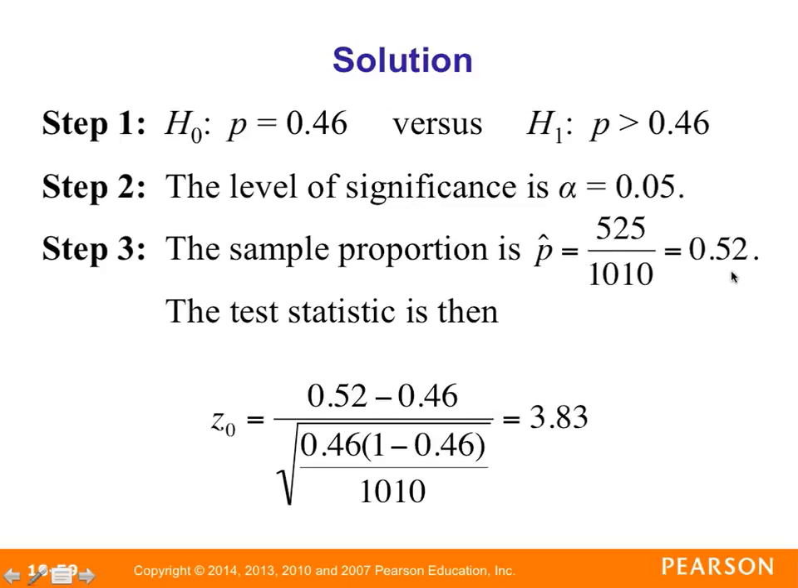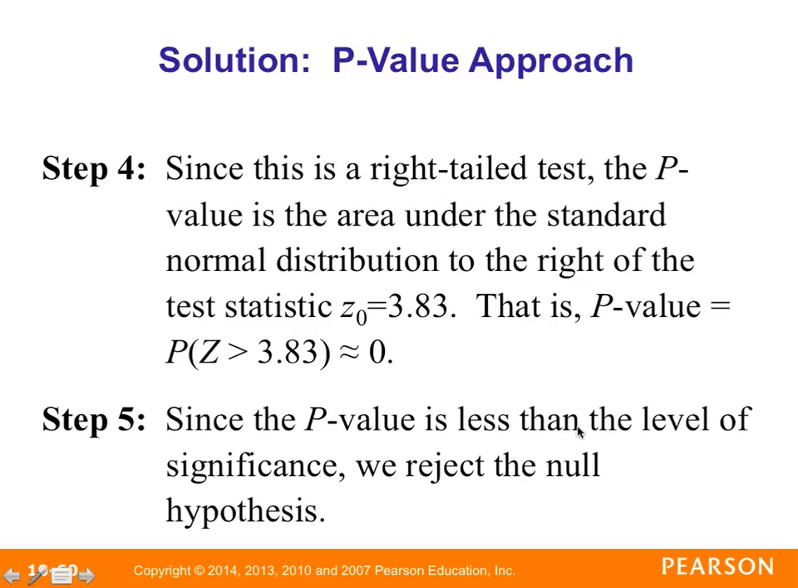So to actually calculate the test statistic, we take what we're interested in, which is our 0.52, and we subtract the null hypothesis value, which is 0.46, and divide by the standard deviation, which uses the null hypothesis value of 0.46 times 1 minus 0.46 over 1,010, square root of that, and we get 3.83.